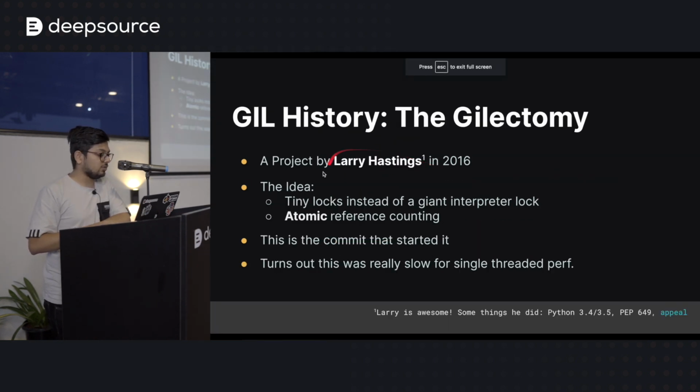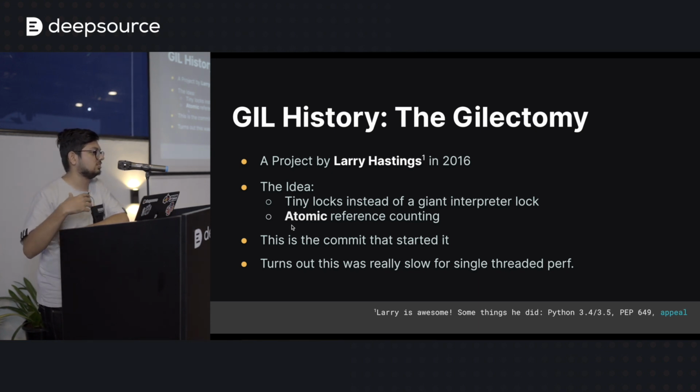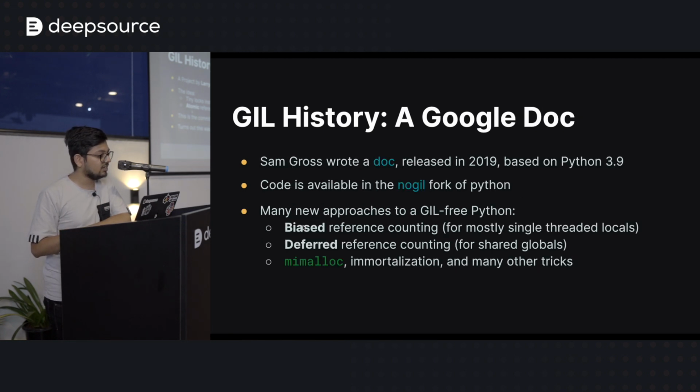If you were to notice, the Gilectomy tried to leverage this thing called atomic reference counting to be able to deal with multiple threads still having to count the number of references that an object holds in Python. But the problem with atomics is that at the CPU level, it's still a fairly slow operation compared to just adding a bunch of integers together. So this new idea of biased reference counting said that it would solve that problem.